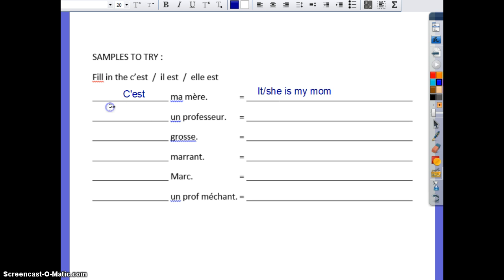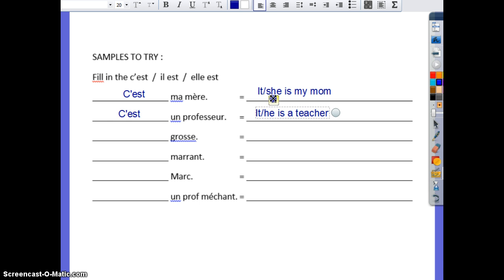Alrighty, if you have something like un professeur and you're trying to decide between c'est, il est, or elle est, notice that you have an article and you have a noun. It's a person, place, or thing. So if you want to say it is a teacher or he or she is a teacher, in this case it'd be he because it's masculine, you would have to use c'est. And again, that would either mean it is or he is a teacher.